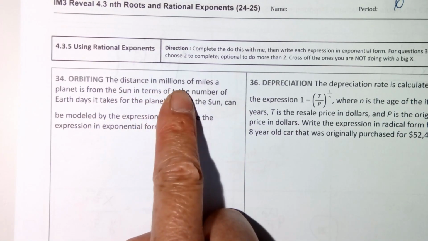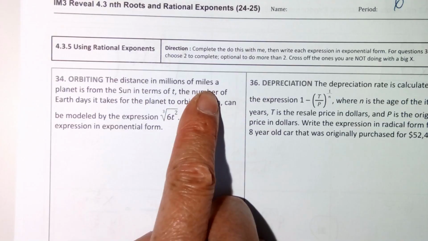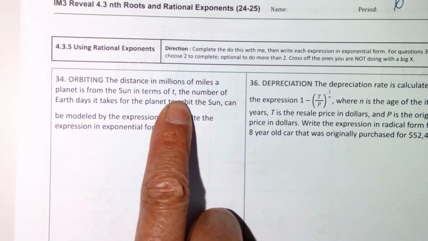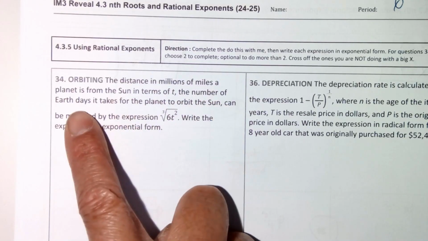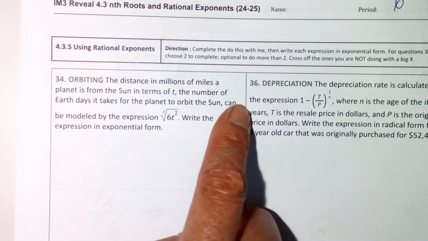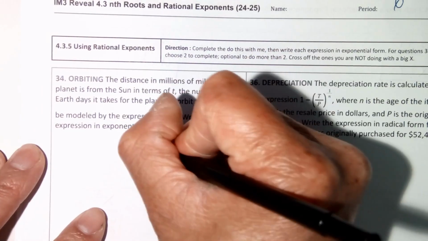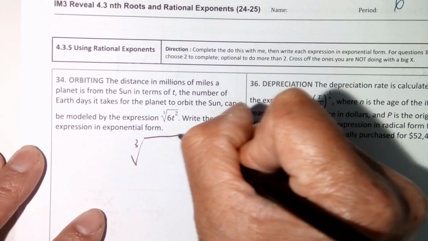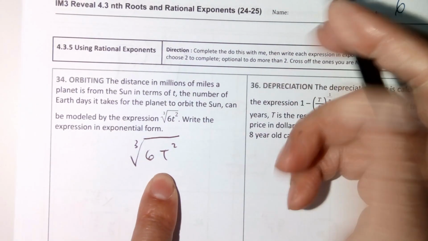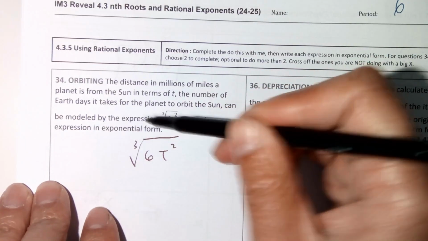Alright, question number 34. The distance of millions of miles a planet is from the sun in terms of t. The number of Earth days it takes the planet to orbit the sun can be modeled by the expression cube root 6t squared. Write the expression in exponential form. So I'm just going to rewrite the problem, and you'll notice some things here. We need to write it in exponential form.